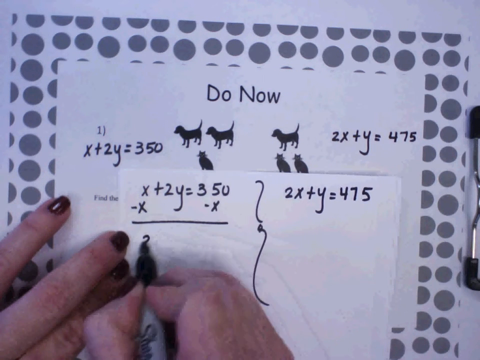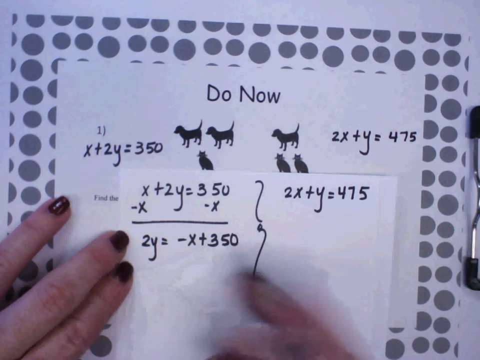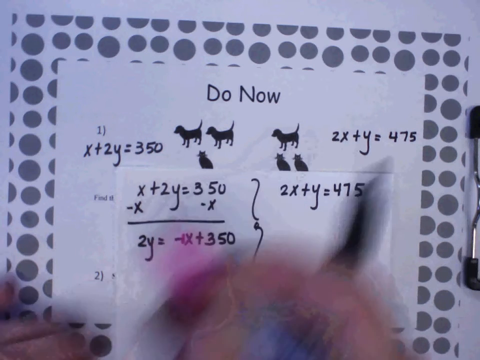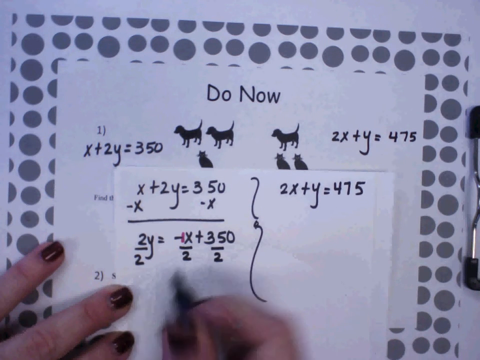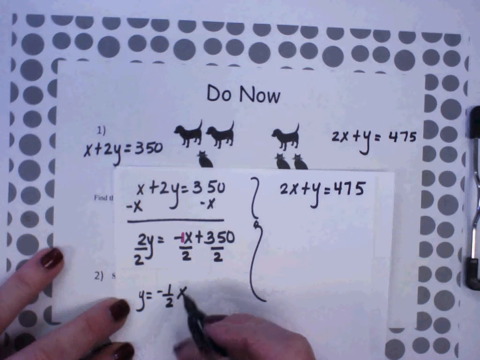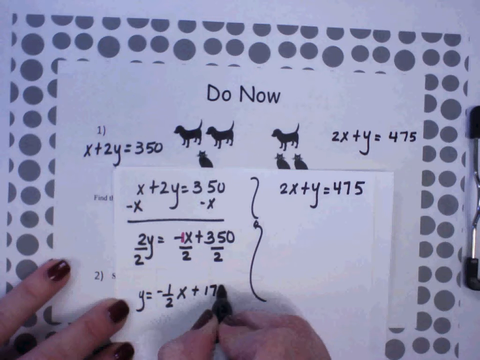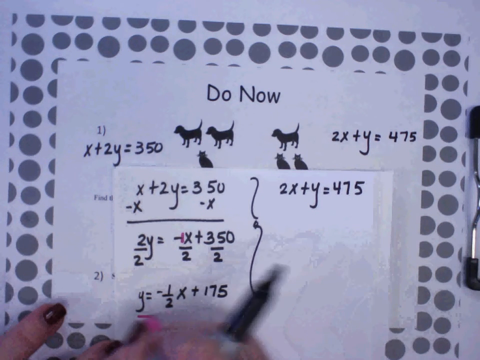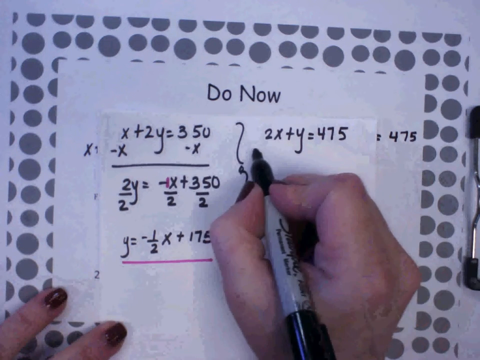Minus x, 2y equals negative x plus 350. I have an invisible 1 over here, don't I? And then I got to divide by 2. So y equals negative 1 half x, and half of 350, 175. Okay. So this is my first equation, correct? All right, let's go to the next one.